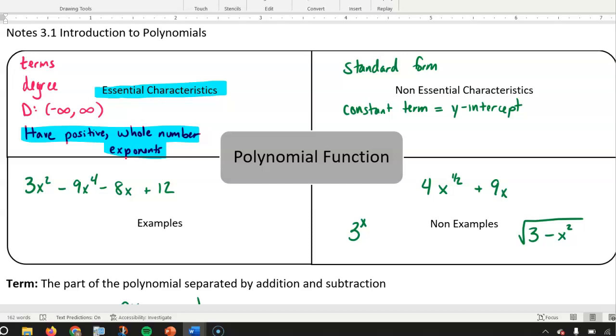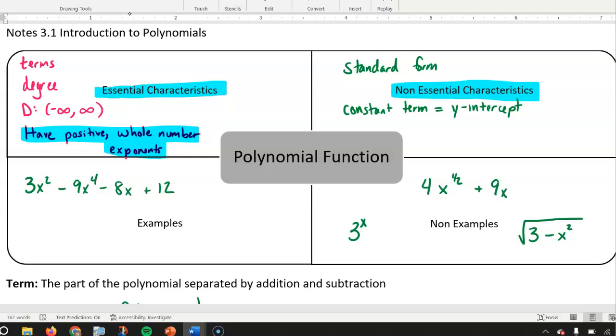So before we get into the examples and non-examples, let's look at non-essential characteristics. These are things that would be true of some polynomials, but not necessarily all of them. For example, all polynomials could be written in standard form, but they won't necessarily be written in that way from the beginning. So even though, yes, it is true of some polynomials, they're not all going to be written in standard form, but they could all be written in standard form.